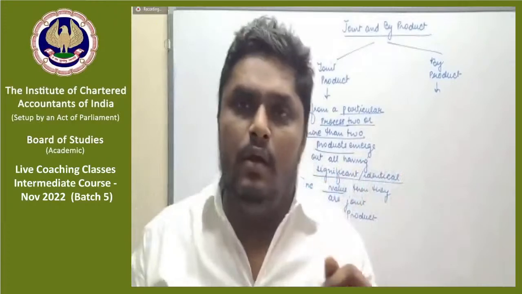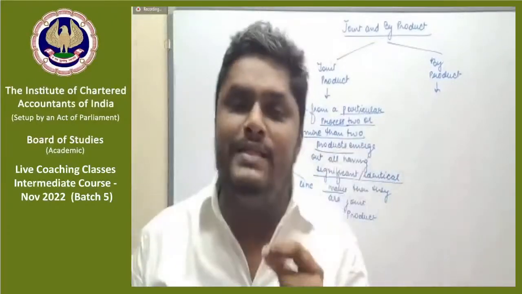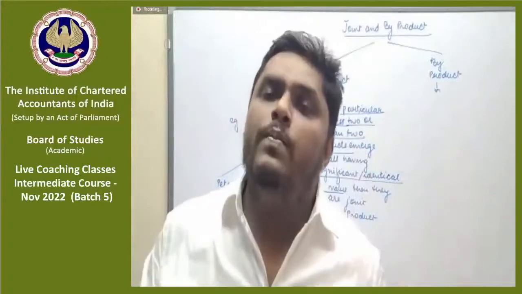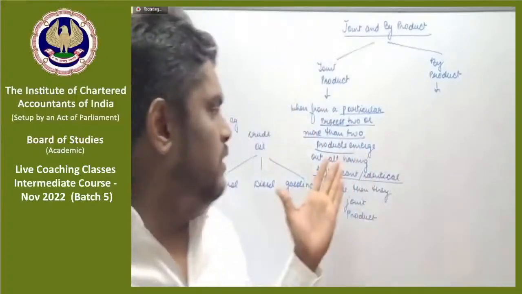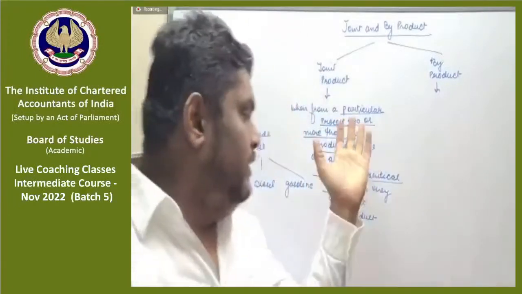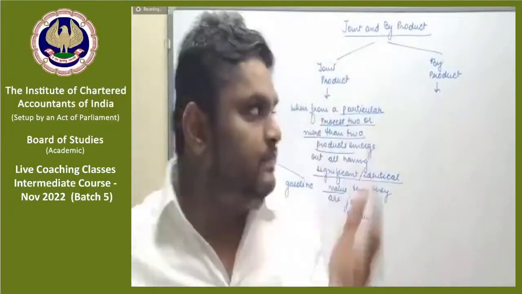So let's repeat it once again. When from a particular process, two or more than two products emerge out, all having some significant value or identical value, then these are known as joint product.